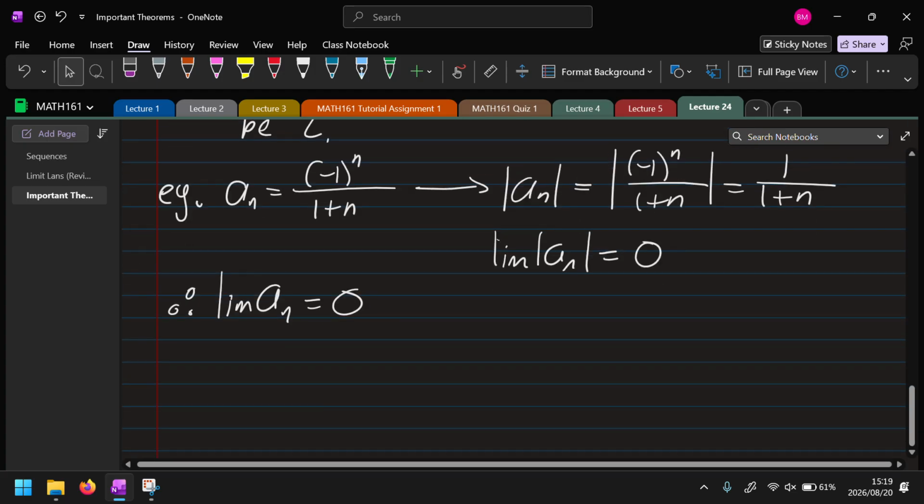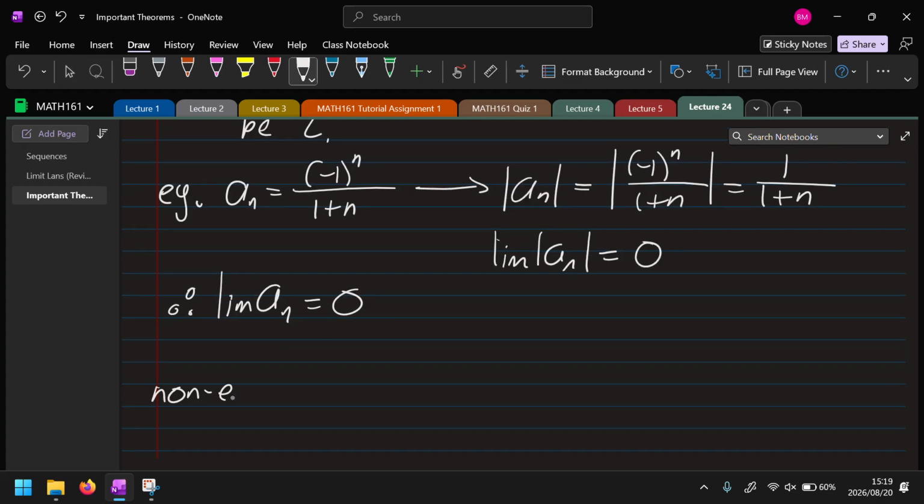Now for the non-example where it doesn't work. Let's say we have a_n equals minus 1 to the n. It's also alternating. So you might think, okay, we can take the absolute value and see what's going on. The absolute value of this is the absolute value of minus 1 to the n. What's that going to be?